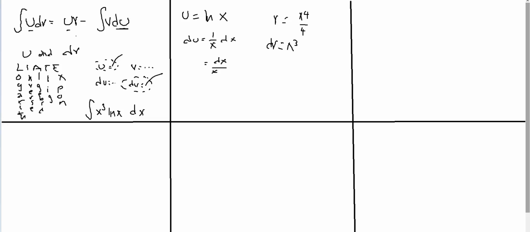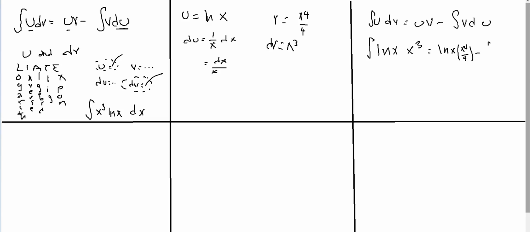Now we have our original equation. We know that the integral of u dv is equal to uv minus the integral of v du. So we're going to do a couple of substitutions here. Therefore, we have the integral of x cubed ln x dx equal to u times v, which is going to be ln x times x to the fourth over 4, minus the integral of x to the fourth over 4 times du, which is going to be 1 over x.